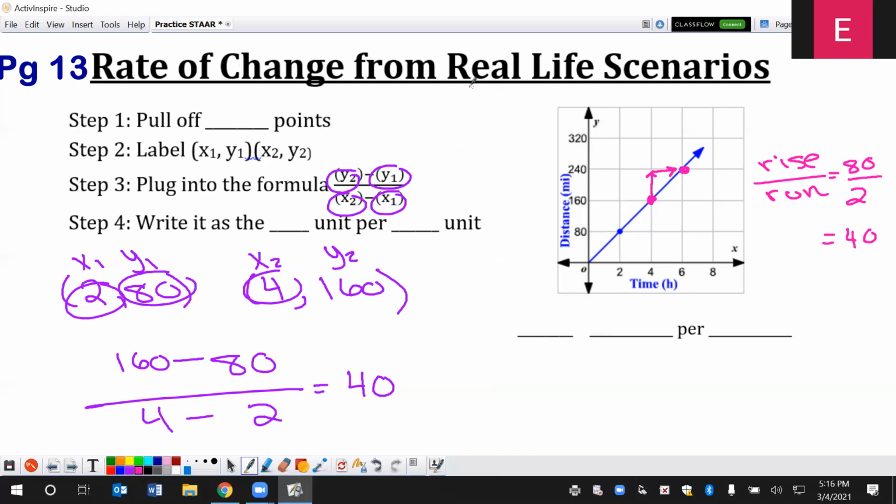Also, one more thing from life scenarios: whenever they give you a graph that's associated with something in real life. For example, in this one, they're giving me a graph that's comparing distance with time. So that's like a real life scenario. The way that you would write your answer for those, or the way that you would see your answers in your test, would be 40, and then they would say miles per hour. So it's always y first and then y per x.